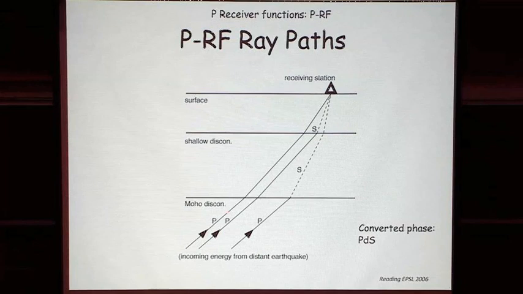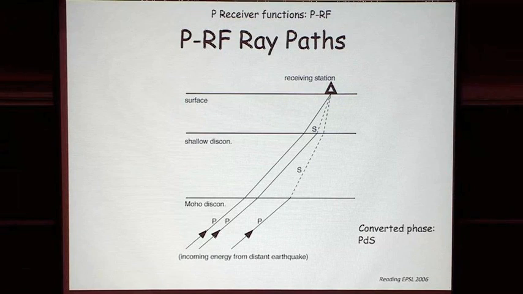The P waves travel faster than the S waves, so this direct phase, the main phase, will arrive first. And these conversions will arrive later. So you can devise methodologies that will deconvolve the energy related to this main P phase, and from there you can basically extract these conversions, and that's essentially what's done.